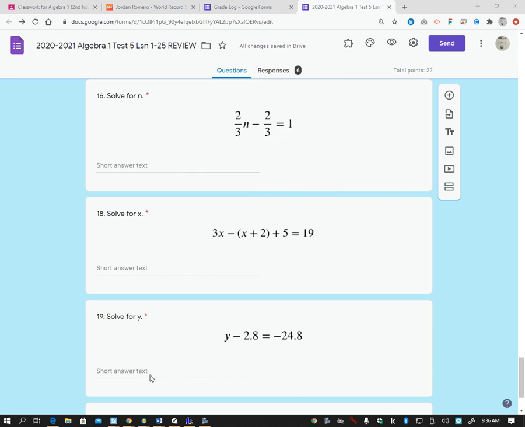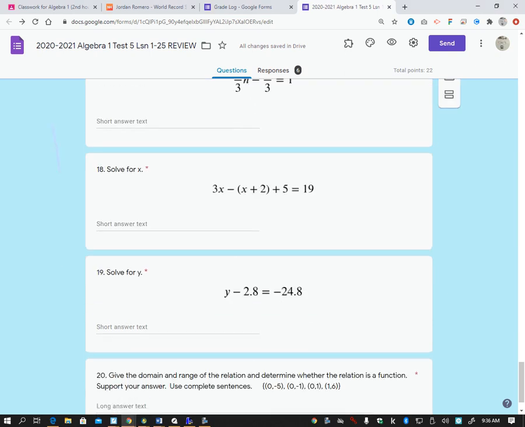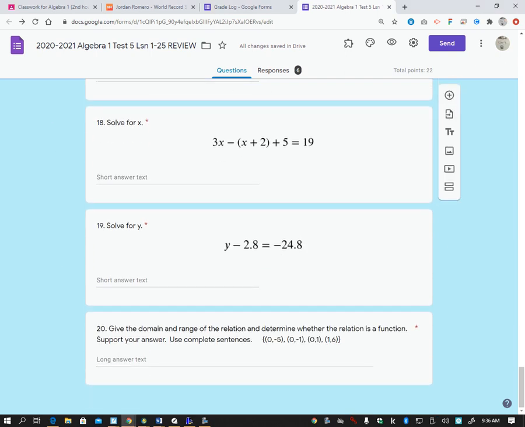Okay? What other question? We got time for maybe one more. 20? 20, I think, is a lot easier than what you guys are giving it credit for. It says, give the domain and range of the relation and determine whether the relation is a function. Support your answer. Okay, so using complete sentences, this is the tough part.